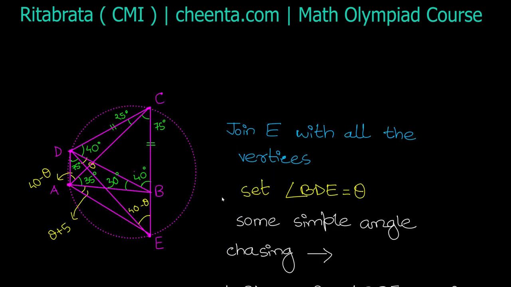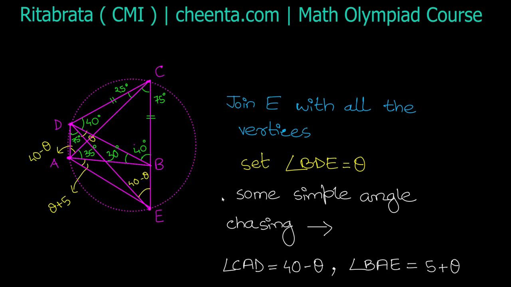So in this diagram, this is my main geometrical diagram, we have to do some construction. We join E with all other vertices. Initially E was connected to C, but E was not connected to all the other vertices. We join E with all the other vertices. This will help a lot in angle chasing. We define angle BDE to be theta.